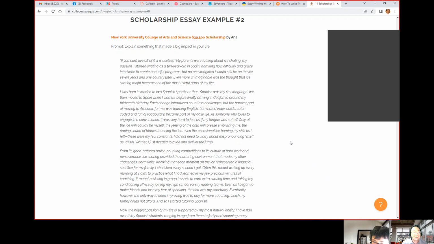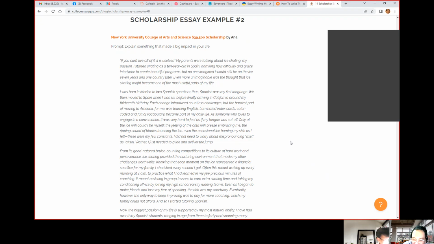English. Laminated index cards, color coded and full of vocabulary, became part of my daily life. As someone who loves to engage in conversation, it was very hard to feel as if my tongue were cut off. Only on the ice could I be myself, the feeling of the cool breeze embracing me, the ripping sound of blades on the ice, even occasional ice burning my skin. I felt these were my three constants. I did not need to worry about mispronunciations of Axel. I just needed to glide and deliver the jump.